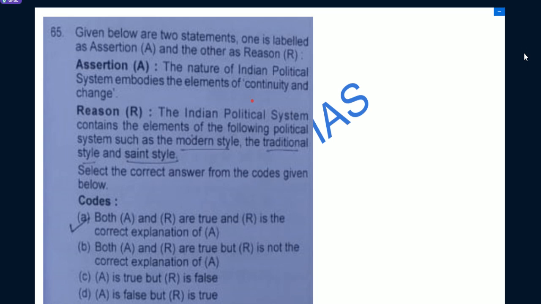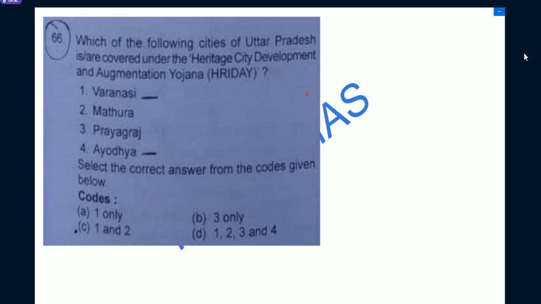Then question number 65. It is a doubtful question and I am leaving it. Okay, at present I am leaving it because I am having certain doubts in this question. I would be taking it again in the next video.